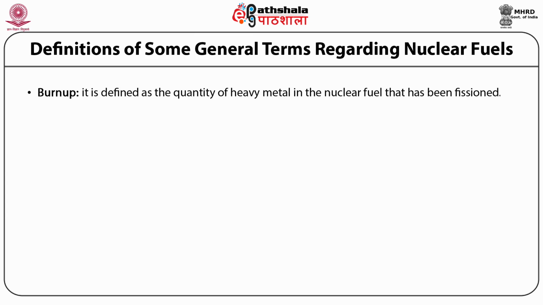This term is generally presented as a percentage of heavy metal atoms that have been fissioned, or as fission energy in gigawatt day. 1 gigawatt day, or GWD, is equal to 8.64 multiplied by 10 to the power 13 MWD produced per metric ton of the heavy metal.